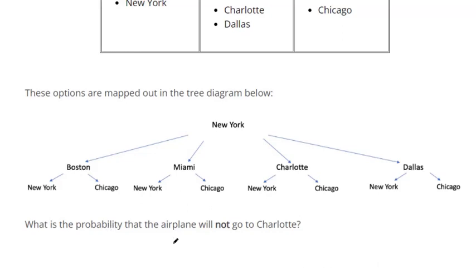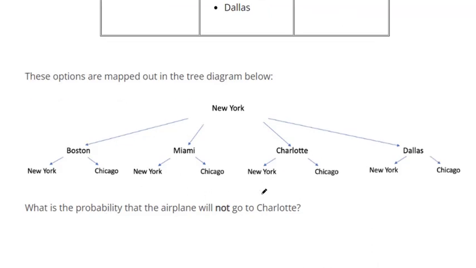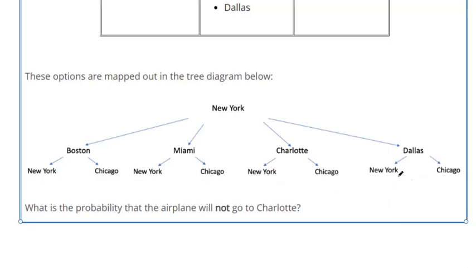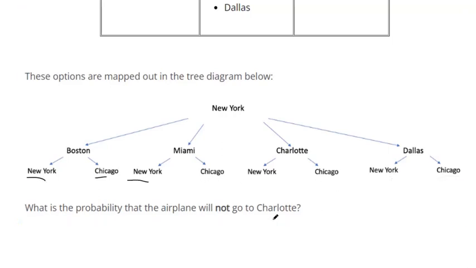So what is the probability that the airplane will not go to Charlotte? We need to count up all the number of times where they go to Charlotte and then divide it by the number of total options. So there's 8 total paths here, and we can figure that out by the last part of the tree. There's 1, 2, 3, 4, 5, 6, 7, 8. So there's 8 different paths of this tree. So that means we can put 8 in the denominator here.